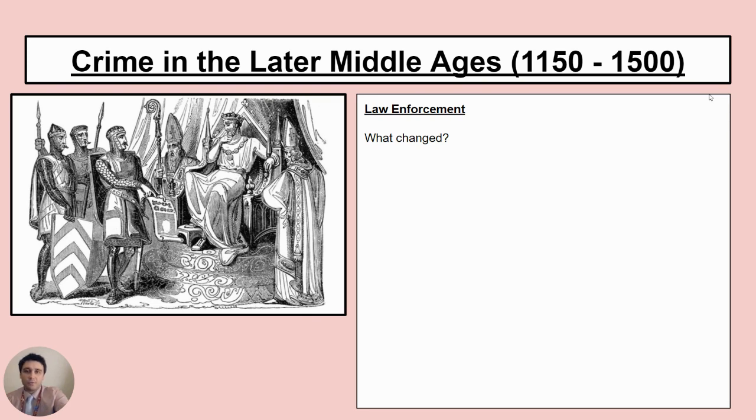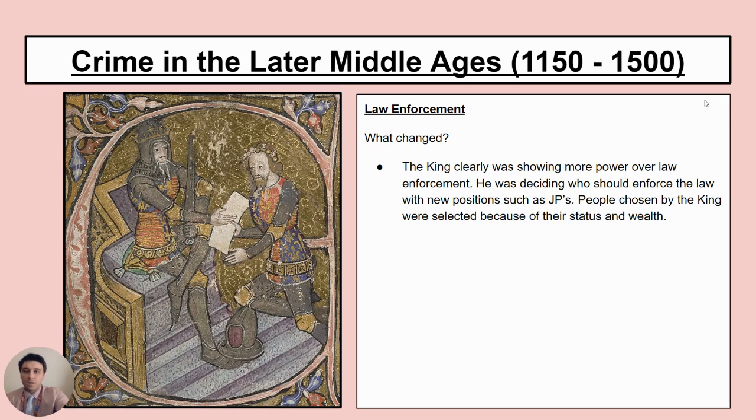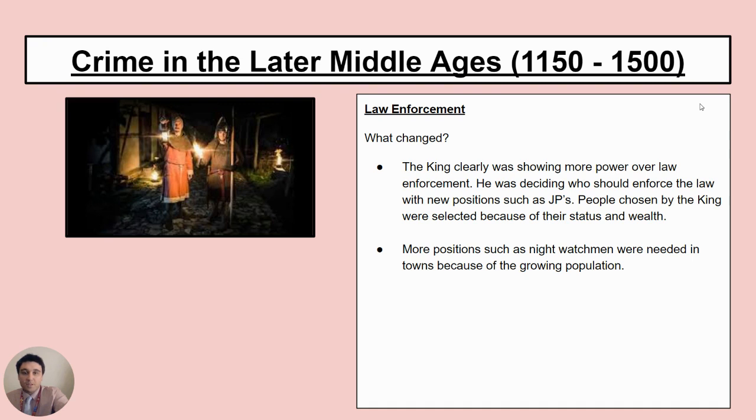So, to sum up with law enforcement, what do we see changing during this time period? Well, the king clearly was showing more power over law enforcement. He was deciding who should enforce the law at this time. He was creating new positions like the Justices of the Peace, or the JPs. Now, people chosen by the king, like we said, were selected because of their status and wealth. There were more positions, such as the night watchman, and they were needed because of the population growing in areas like the towns.